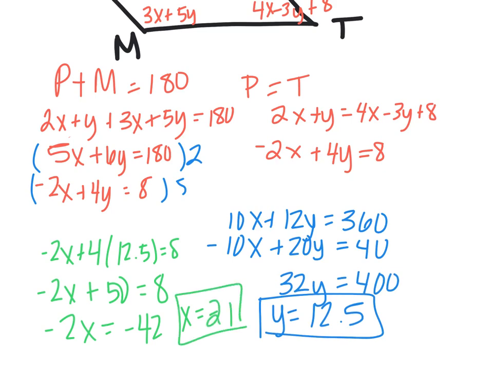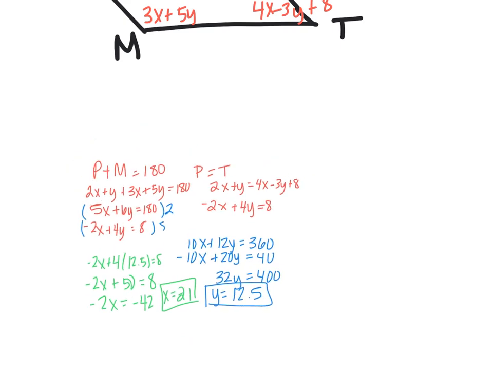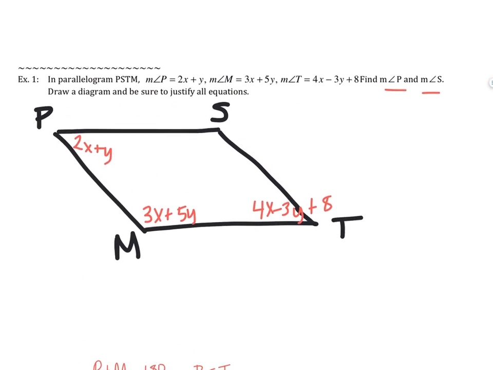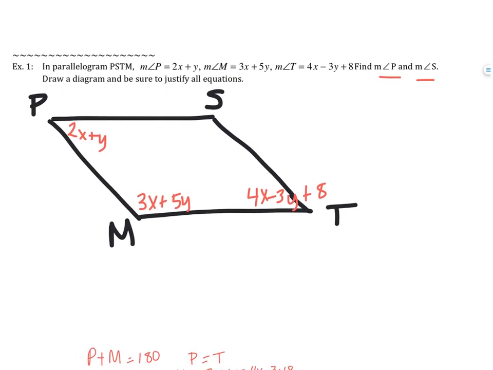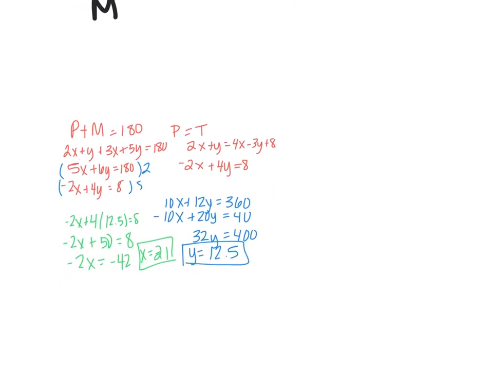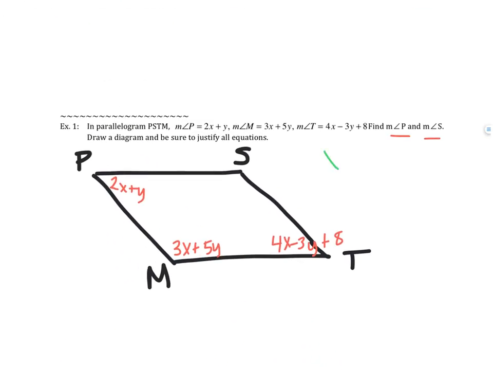Okay, so now that we have that, I just want to make sure that we are going to answer the question. And it says find angle P and angle S. So again, I got x to equal 21 and y to equal 12.5. So you just plug those back in. I'm confident that you guys can do it to find out what angle P is and what angle S is.